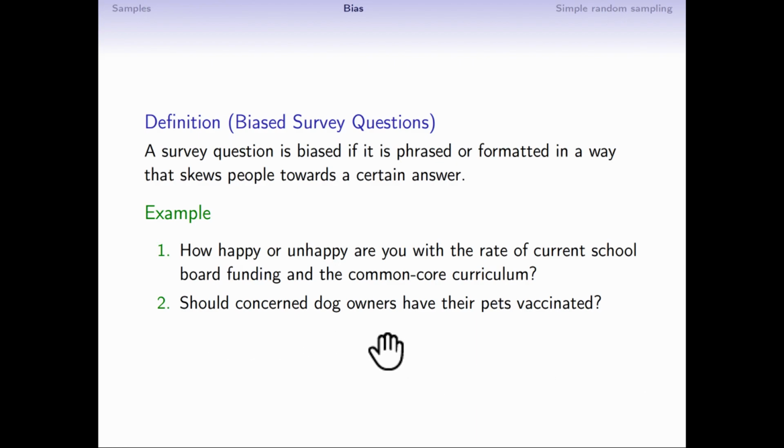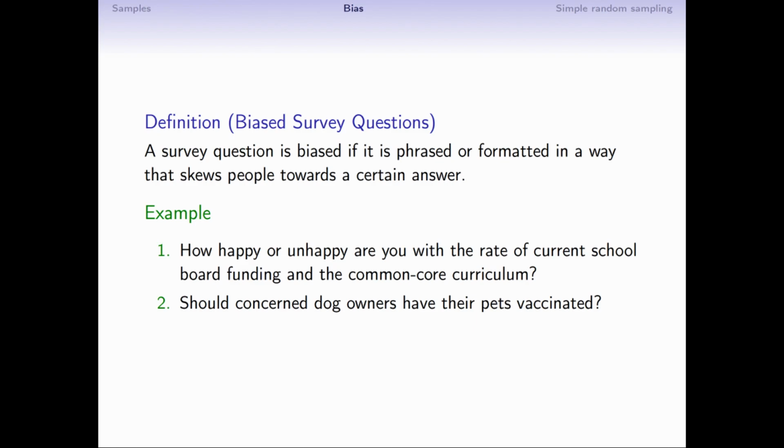Another thing that might happen is you might put some kind of weasel words in your question that will skew people to thinking one way or the other, right? So should concerned dog owners have their pets vaccinated, right? So now you're asking yourself as you're answering this question, well, am I a concerned or an unconcerned owner of a pet? So again, we have to be careful about whether the very nature of the way we're asking the question is imparting some bias in the responses. Okay, again, consult a professional if you're very concerned about the format of your questions.